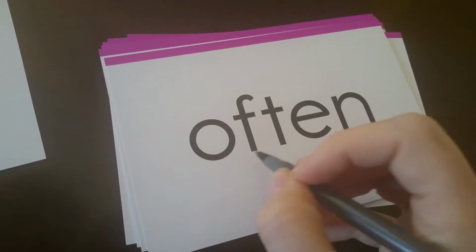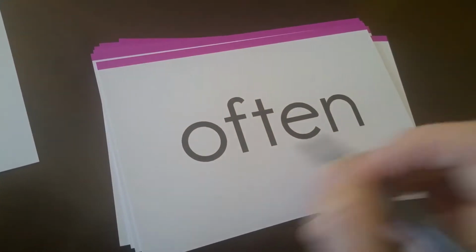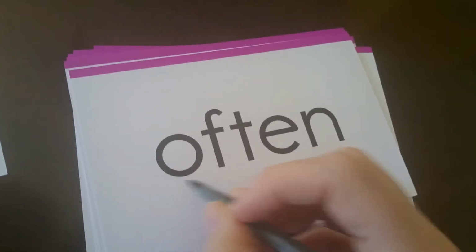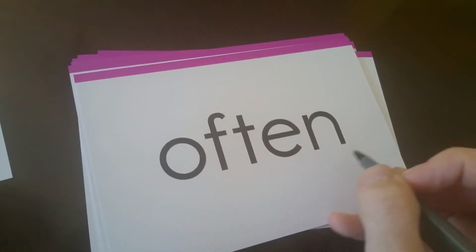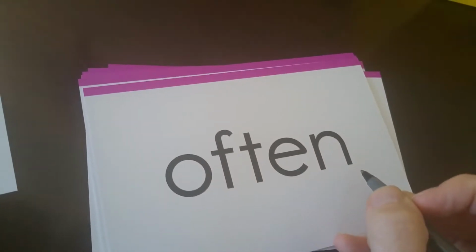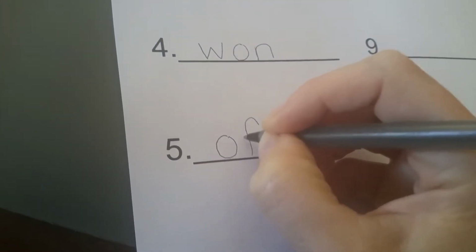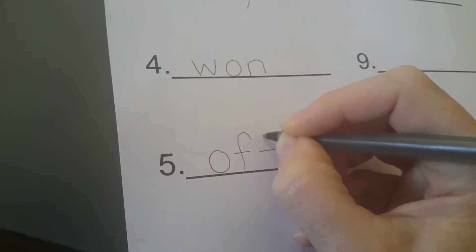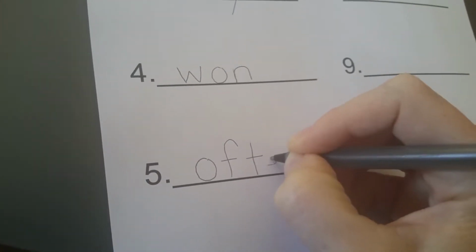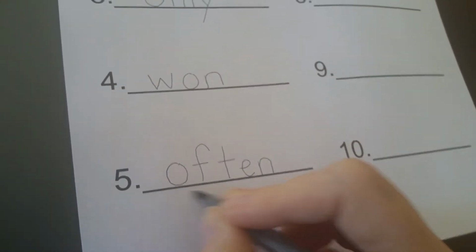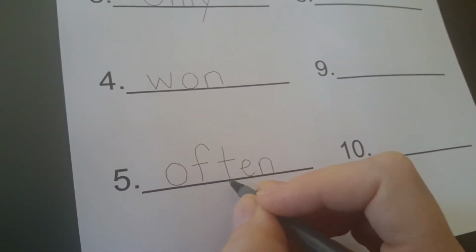Often. O-F-T-E-N. Often. O-F-T-E-N, often. It often rains here. Write the word often. O-F-T-E-N, often. O-F-T-E-N.